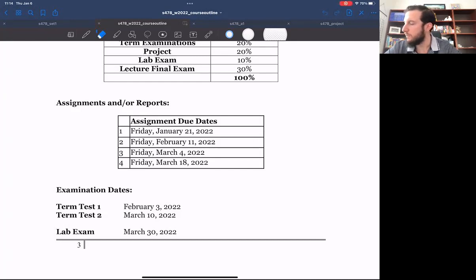And then the lab exam is the last lab of the semester, which is March 30th, I believe, but I thought it was the 31st. Just going to make sure. No, March 30th, that's correct. The lab exam will be an R test. You'll have some questions that you have to answer using R to fit the models that we talked about throughout the semester.